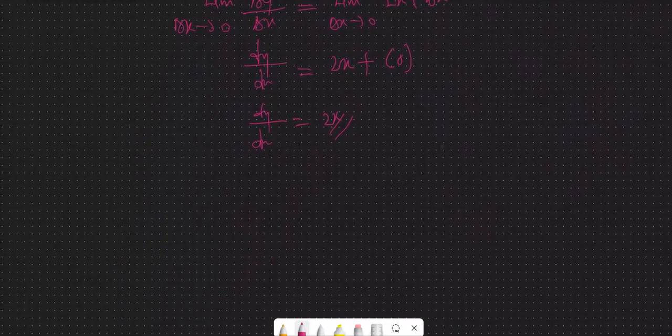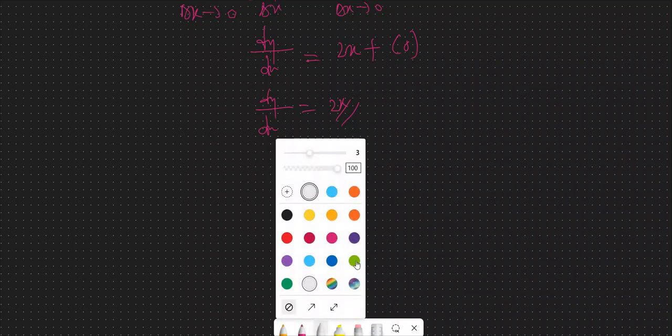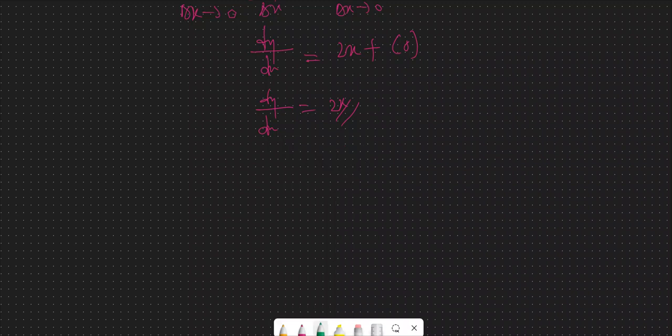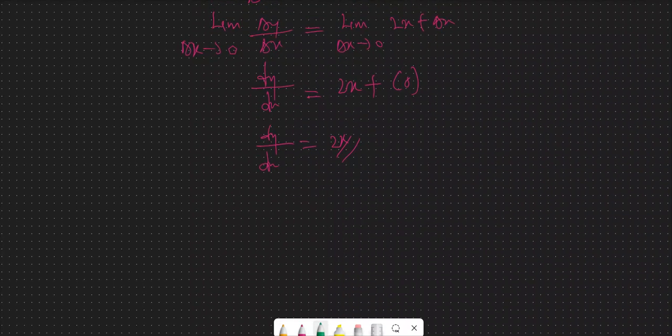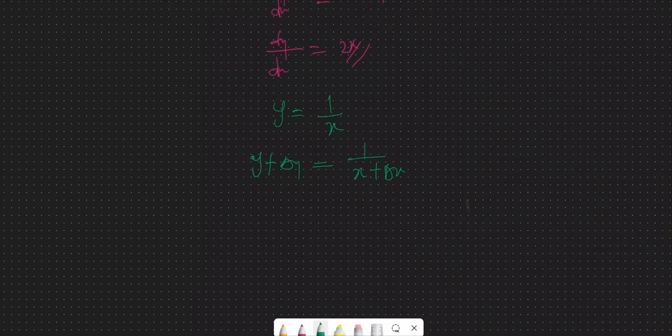Okay, all right, let me solve one more question. So let's say we have this. I love this: y equals 1 over x. When we have a question such as y equals 1 over x, how do we solve this kind of question? So we have y plus changing y equals 1 over x plus changing x.